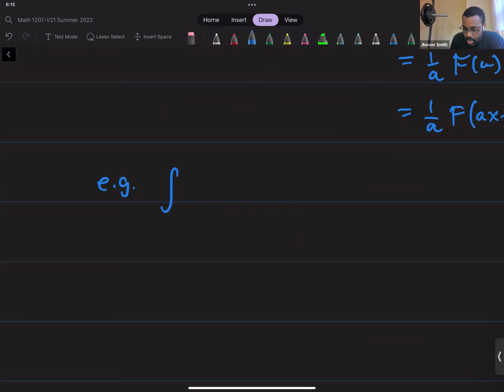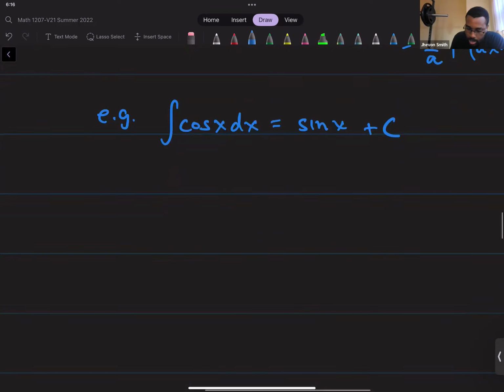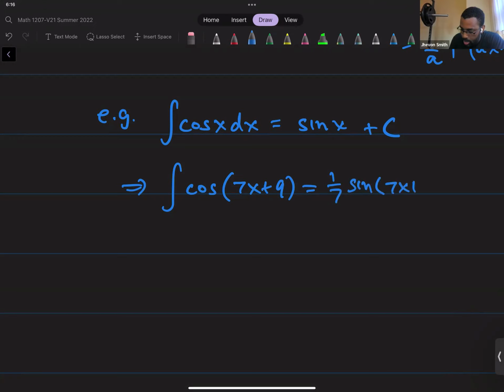I know that the integral of, say, cosine x dx is sine x plus c. That means if I have any linear function inside cosine, like say cosine of 7x plus 9, I automatically know that this is just going to be 1 over 7 of sine of 7x plus 9. Right? I don't need to waste my time going through a substitution, because this is a linear function. Now, of course, if this were an x squared plus 9, I would be in trouble. I wouldn't be able to do the same thing.